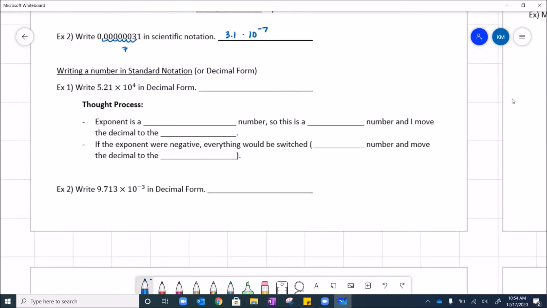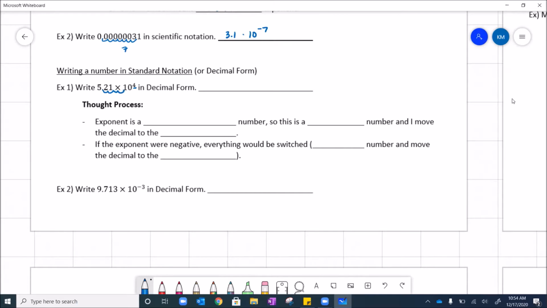Okay, writing a number in standard notation or decimal form. We can go from standard notation to scientific notation, and we should be able to go from scientific notation to standard notation. Okay, and so here we have 5.21 times 10 to the 4. This positive 4 tells me it's a big number. So it tells me I need to move to the right 4 times.